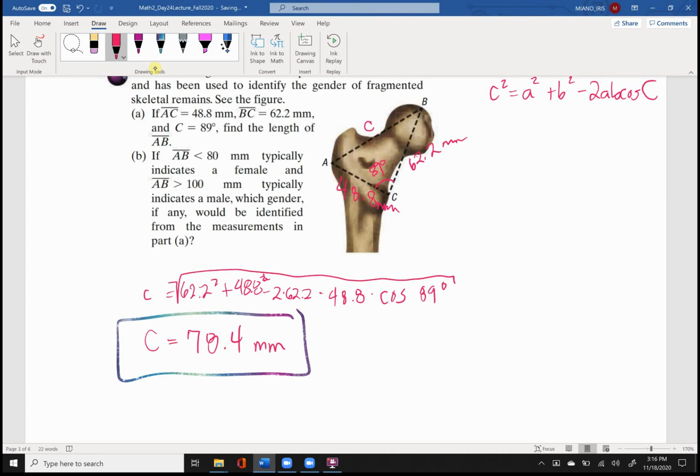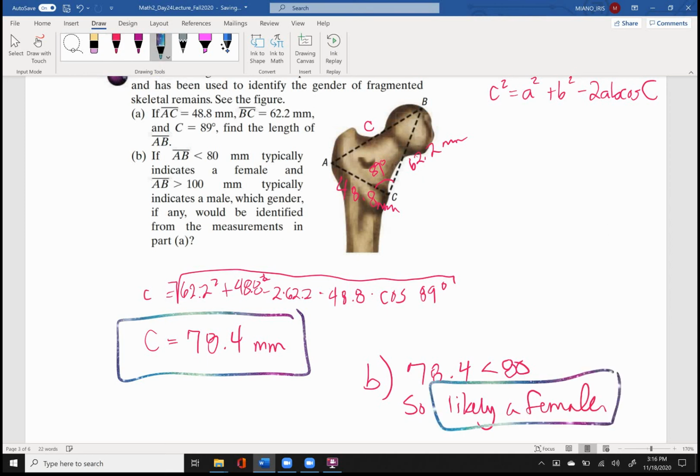Which gender, if any, would be identified from the measurements in part A? Well, I don't mean to be too flippant, but obviously we're talking about a female, I would think, given the circumstances of the restrictions on the measurement. 78.4 is less than 80, so likely a female. And that's it for that one.